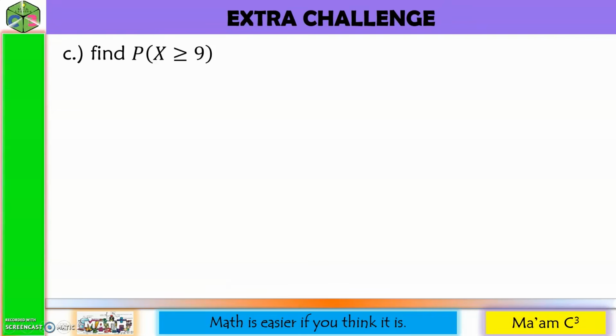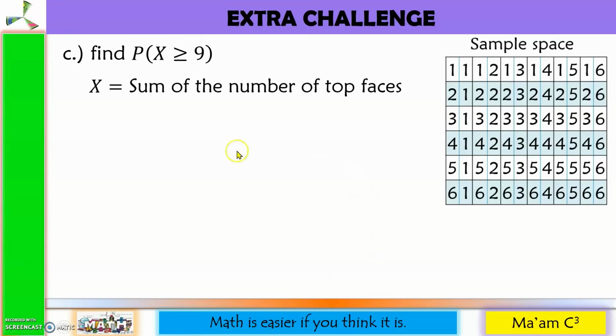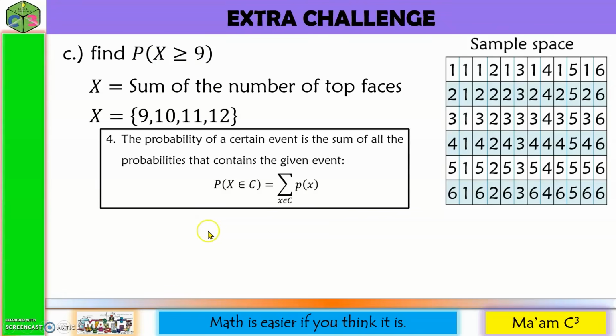Letter C, find the probability that the random variable is greater than or equal to 9. Again, our random variable is the sum of the number on the top faces. Let us recall our sample space. This time we are only particular with the sum that is greater than or equal to 9, and those are 9, 10, 11, and 12. Remember property number 4 of the probability distribution? I'll explain it in this example.